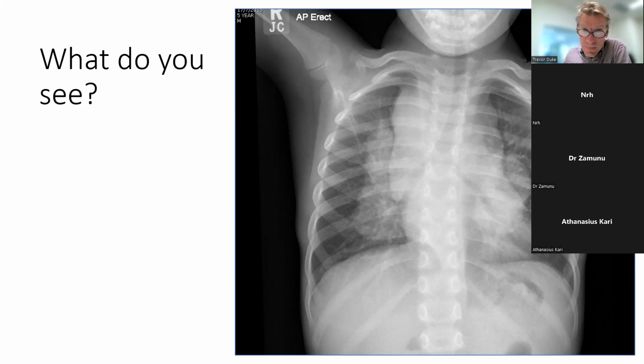Well, I'm thinking malignancy, most likely. Yes. And what sort of malignancy do you think it might be? Lymphoma. Yes, very good. Lymphoma. That's right. Yeah, exactly right. So it's probably not leukemia, is it?